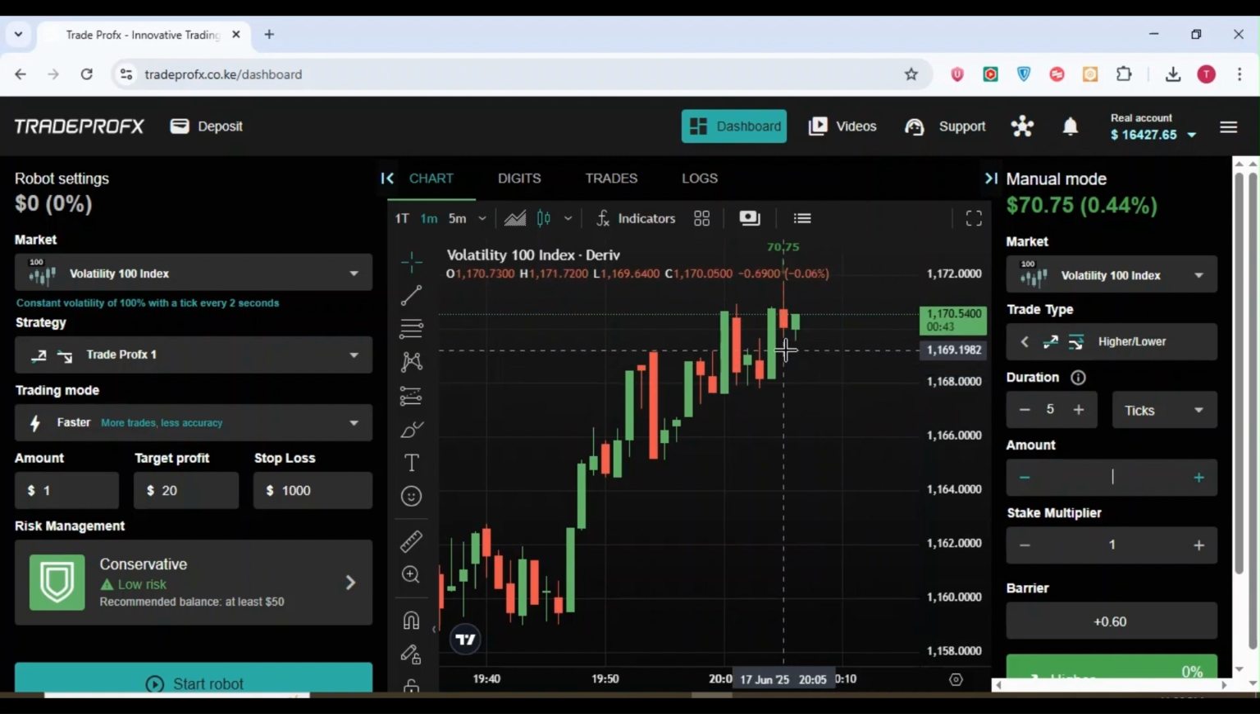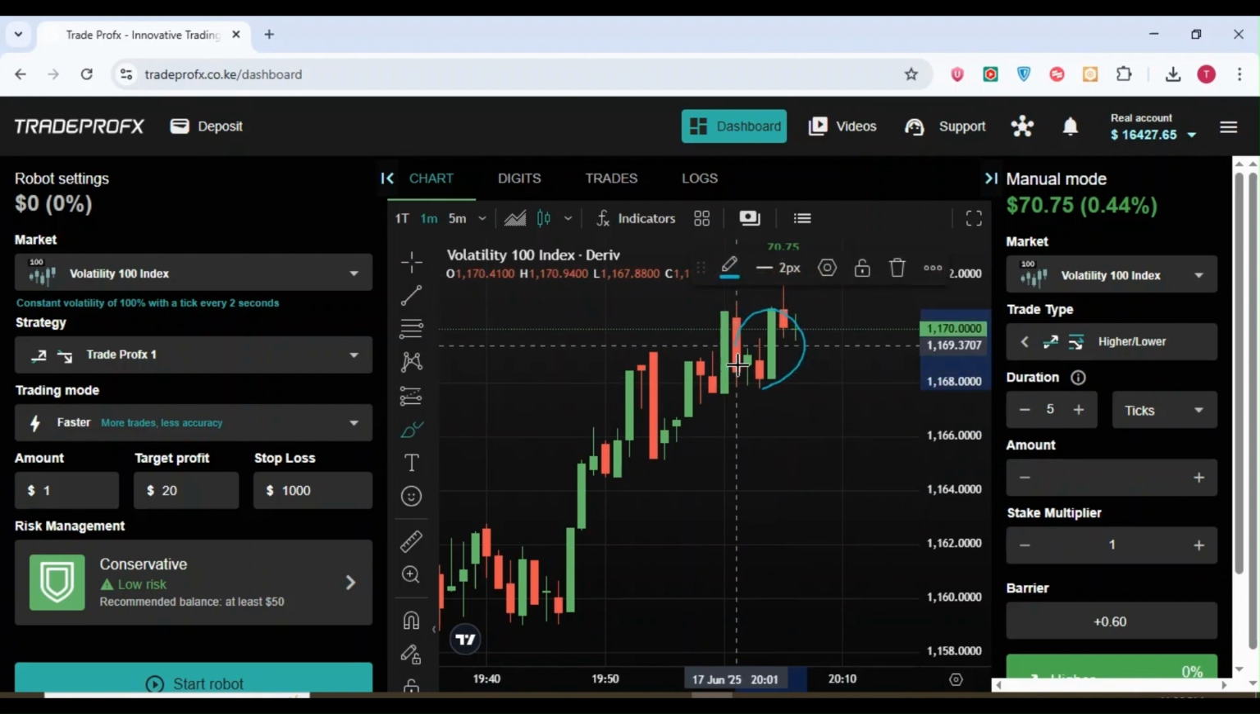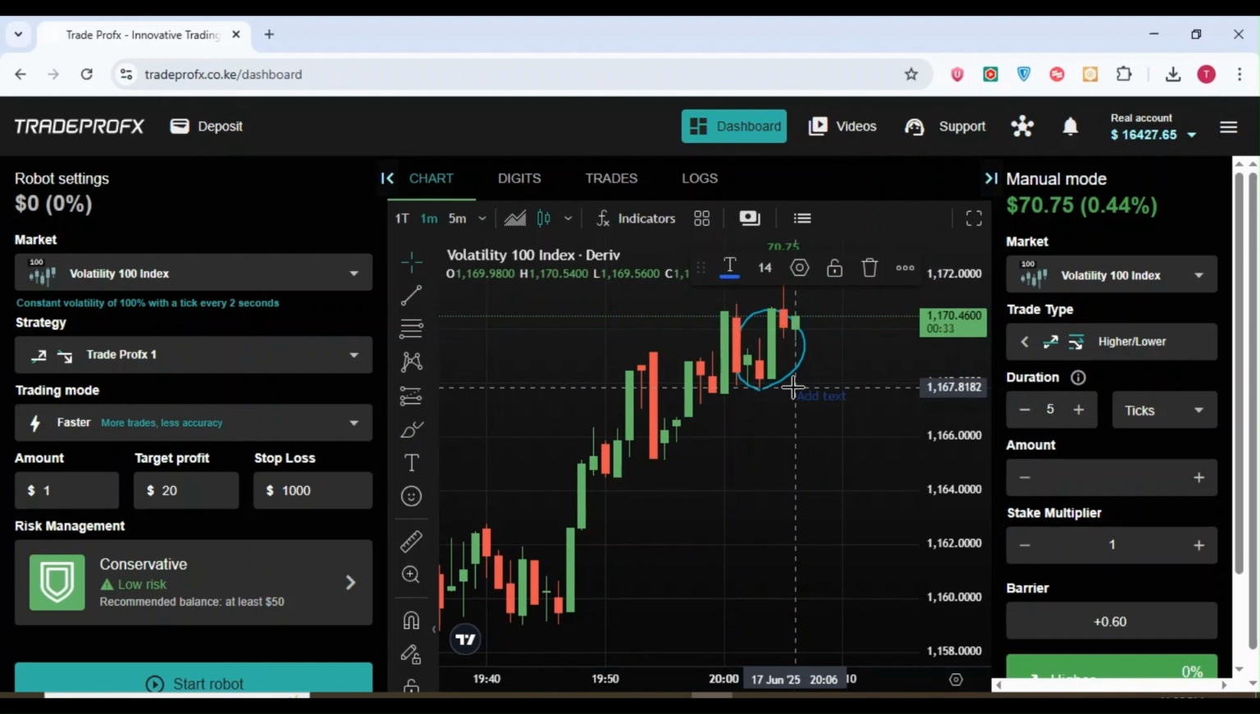Not 5 points, not 10 points, just a tight move beyond the entry spot barrier. That's the beauty of the higher-lower contracts on Deriv. You don't need massive swings to profit. You need precision, timing, and confidence built on preparation.